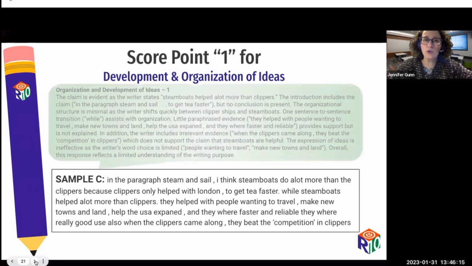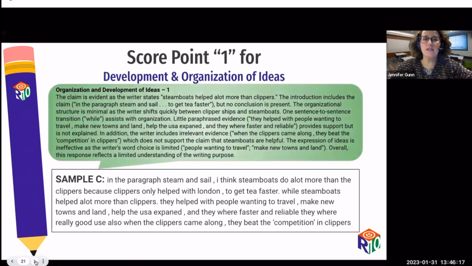So this earned a 1 because it does have a claim. Steamboats helped a lot more than clippers. And although the organization is minimal, it does have some paraphrased evidence, and that support does connect to their claim. It doesn't really go into any explanation, and the expression of ideas overall is ineffective.